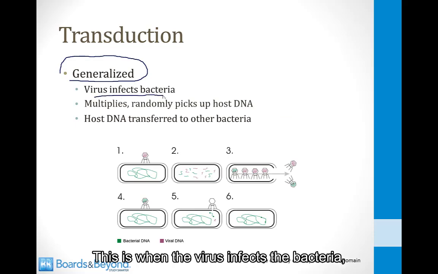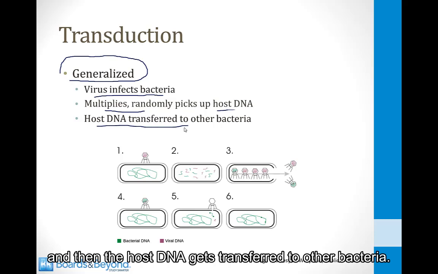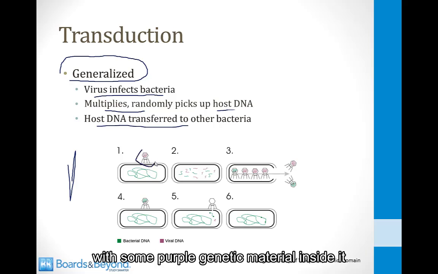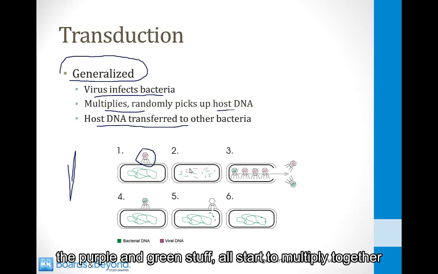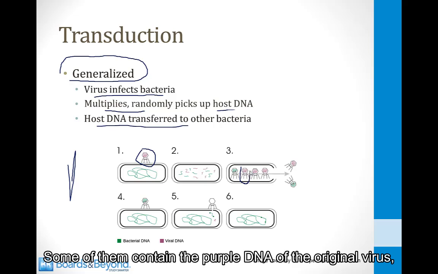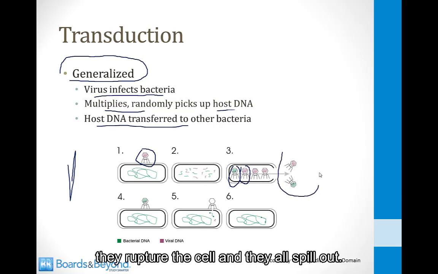This is when the virus infects a bacteria, it multiplies inside the bacteria and randomly picks up host DNA, and then the host DNA gets transferred to other bacteria. And there's a depiction of that on the screen here. So we can see a virus with some purple genetic material inside it infecting a cell with green genetic material. Once the genetic material's inside the cell, the purple and green stuff all start to multiply together and new viruses are created. Some of them contain the purple DNA of the original virus, but some contain the green DNA of the bacteria. And then when enough viruses are present, they rupture the cell and they all spill out.